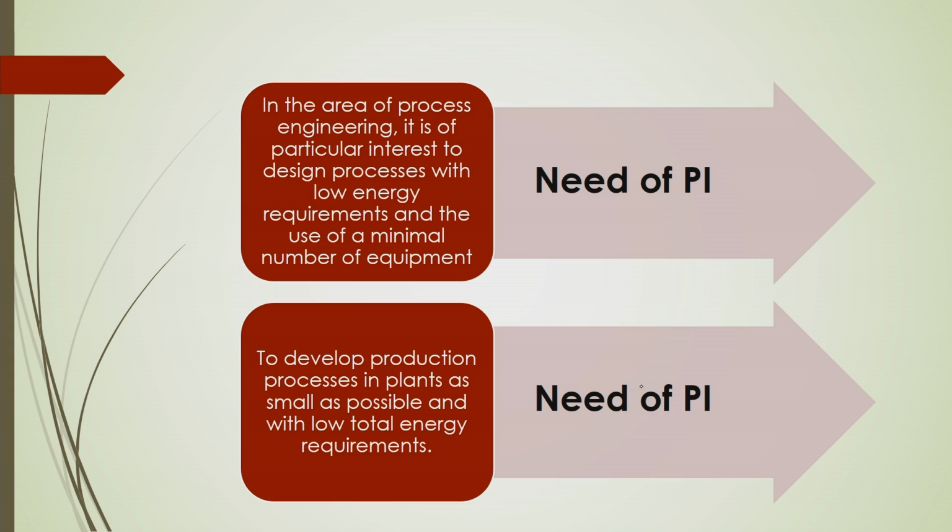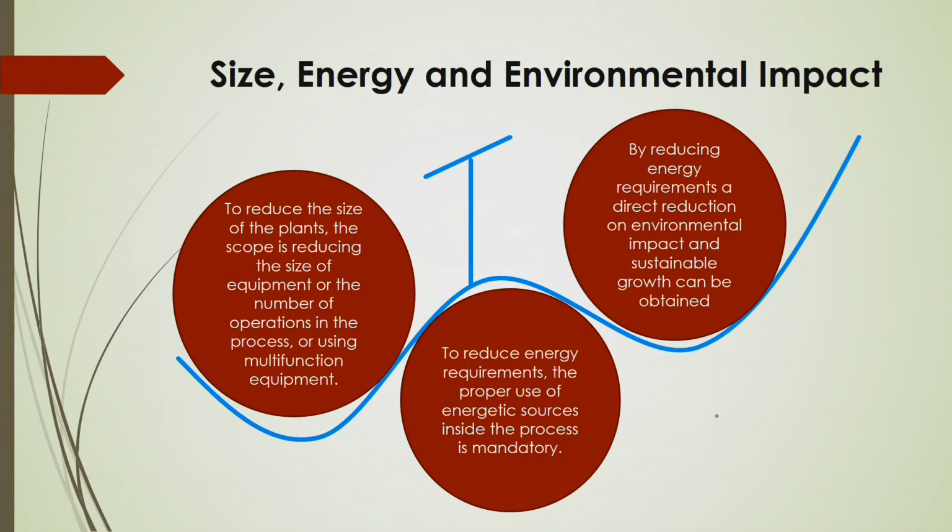That is why any process in chemical engineering needs some process intensification strategy, and to develop the production process in plants with low total energy requirements, you need to make a policy in such a way that your process requires less energy and fewer equipment. There are several aspects of intensification, maybe in terms of size, in terms of energy, in terms of environmental impact, in which you can design the process.